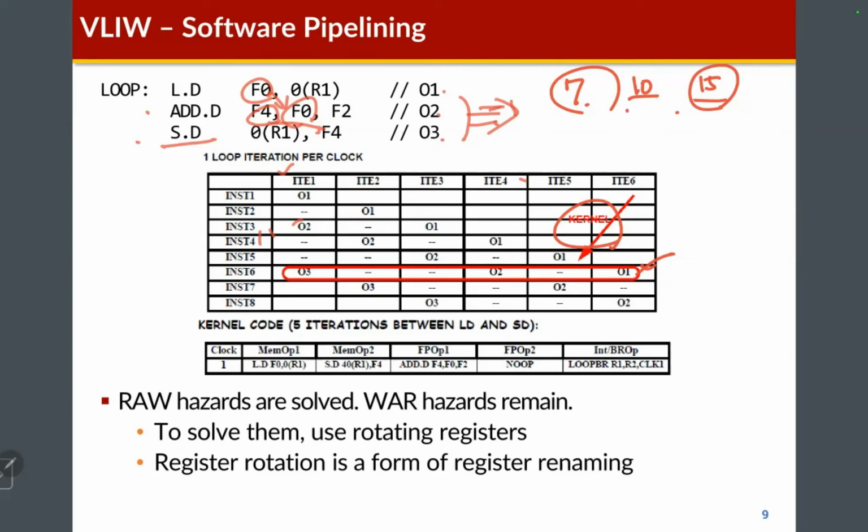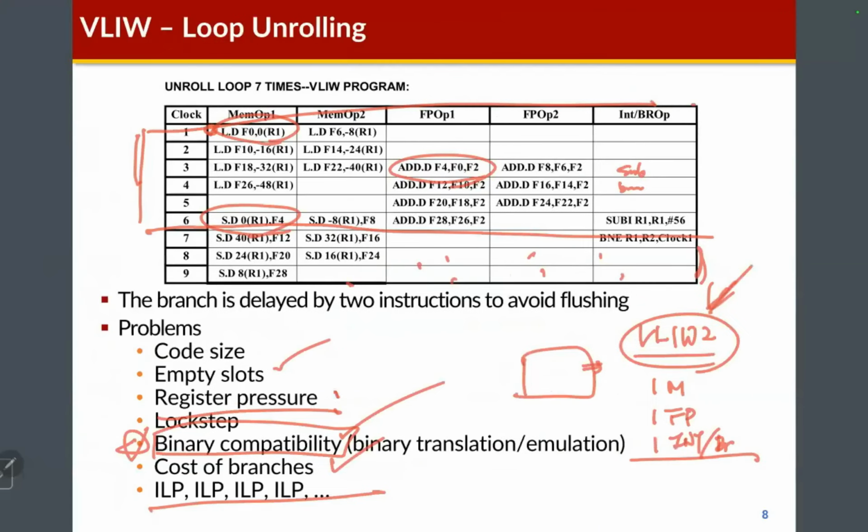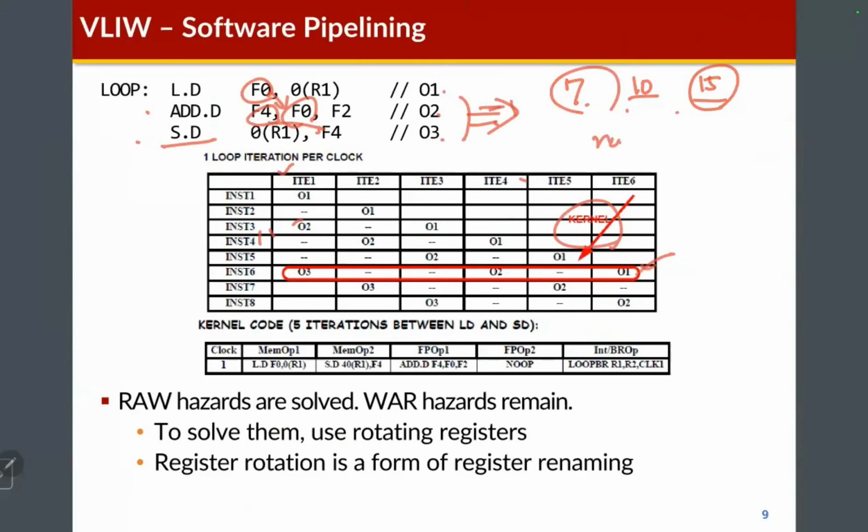But the problem of loop unrolling is register pressure. When the loop is unrolled, we do not have an infinite number of architectural registers. That's why we cannot unroll the loop for some very large number. In order to solve this register pressure, we can use rotating registers. We will learn about rotating registers later.